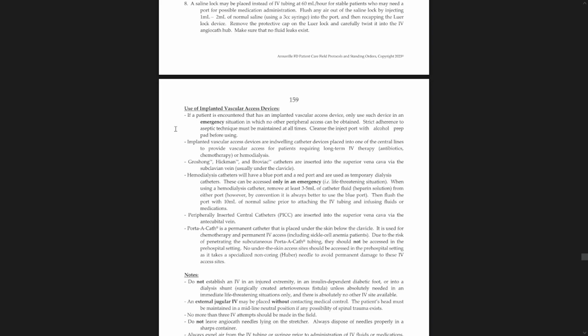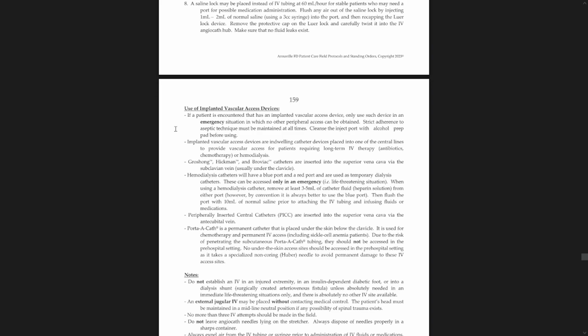Groshong, Hickman, and Broviac catheters are inserted into the superior vena cava via the subclavian vein, usually under the clavicle. Hemodialysis catheters will have a blue port and a red port and are used as temporary dialysis catheters. These can be accessed only in an emergency, a life-threatening situation.